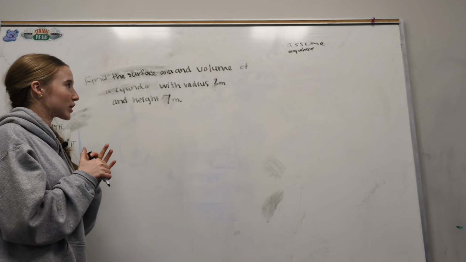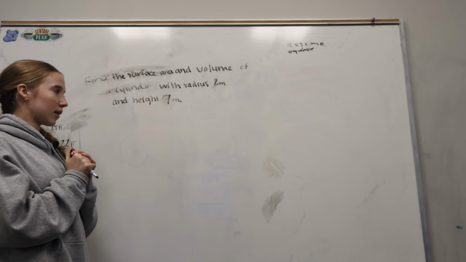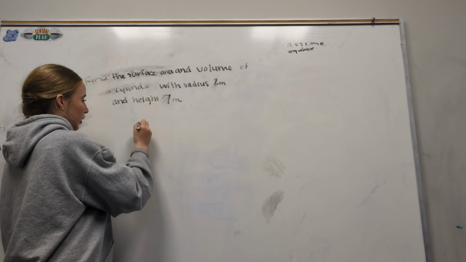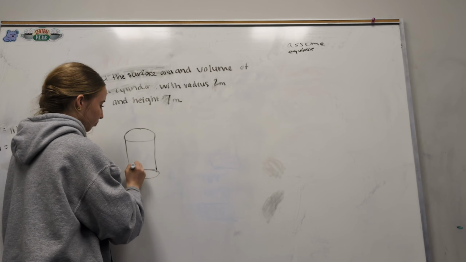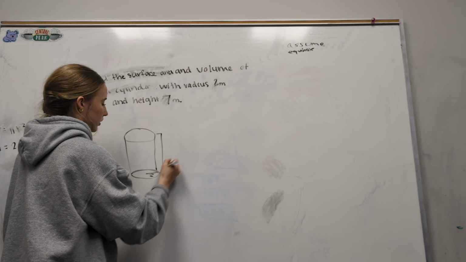Okay, next we're going to find the surface area and volume of a cylinder with a radius of 2 meters and a height of 7 meters. First, we're going to draw a picture to help visualize. We know that the radius is 2 meters and that the height is 7 meters.